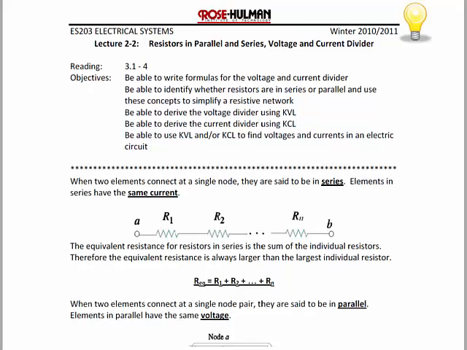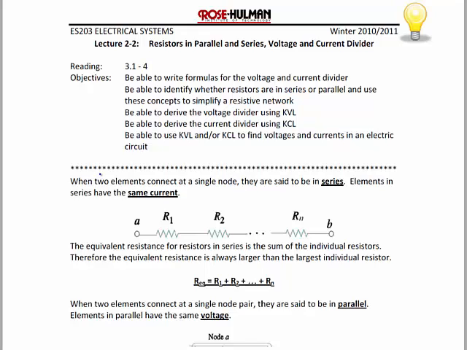Today we start our discussion of concepts in chapter 3, including resistors in parallel and series and the voltage and current divider. We've already briefly discussed series and parallel, but let's give it a more formal definition.